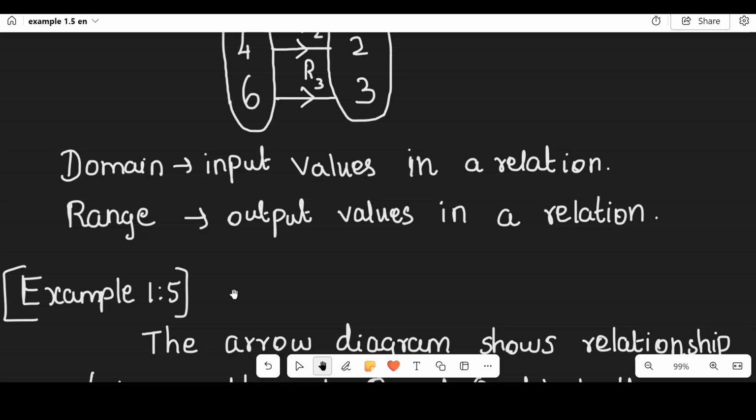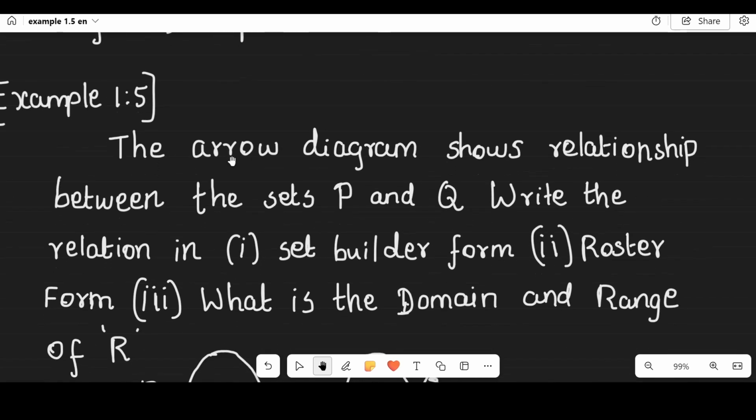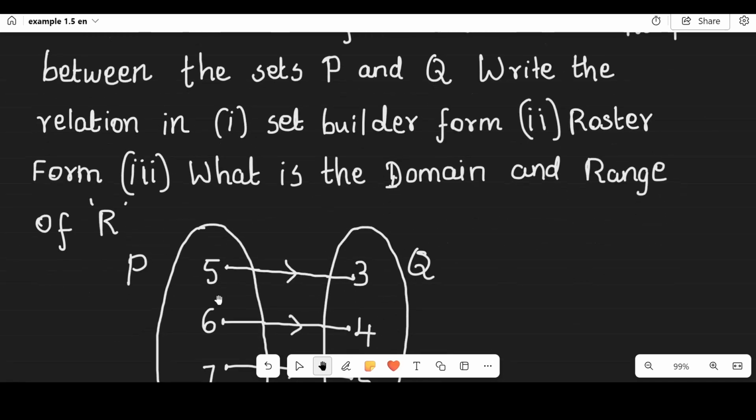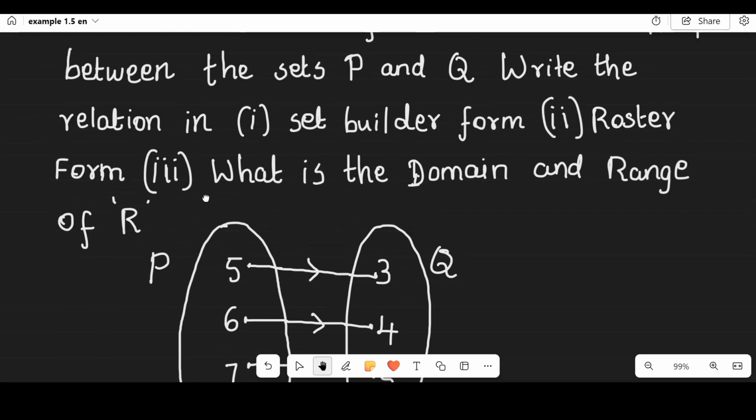Example 1.5. Here the question is: the arrow diagram shows the relationship between the set P and Q. This arrow diagram is given in the question.